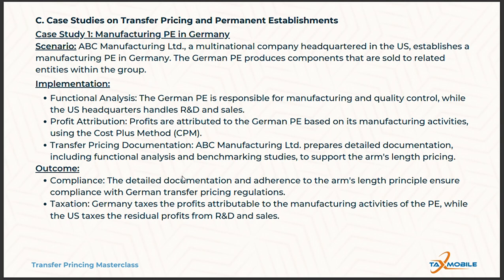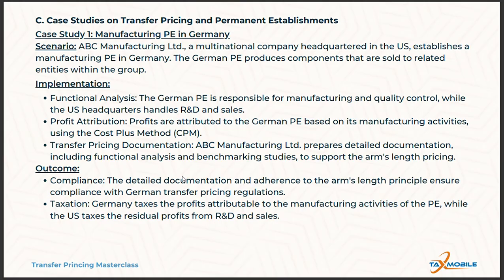Now, the second thing to look at is the profit attribution. Profits are now attributed to the German permanent establishment based on its manufacturing activities, using the cost plus method. Under this method, a markup is added to the cost of production to determine the arm's length price. So you can see that, having attributed profit to the German permanent establishment based on the manufacturing activities, using the cost plus method as the appropriate method. Under this method, a markup is added to the cost of production to determine the arm's length principle.